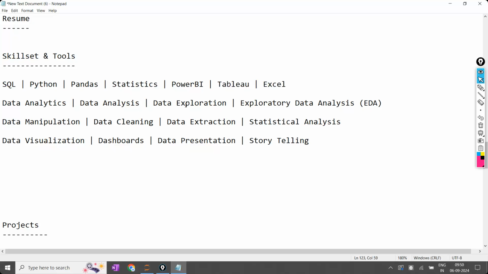And data analysis, data exploration, data manipulation, data cleaning, data extraction, statistical analysis, data visualizations, dashboards, and how to present them with storytelling. These are all called the skills of the person.